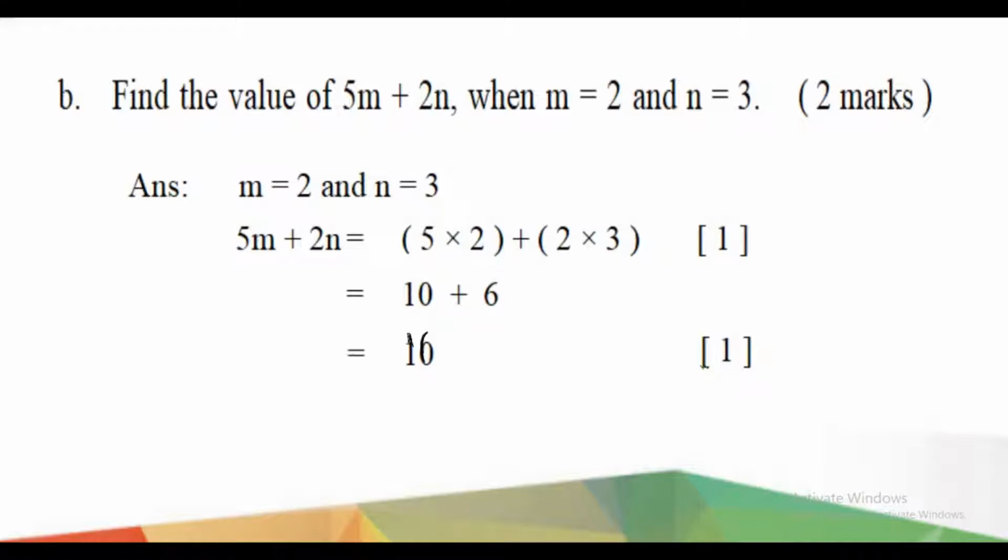Then we multiply and add. 5 times 2 and 2 times 3 is given inside the bracket, so we have to do it first. 5 times 2 is 10, plus 2 times 3 is 6. 10 plus 6, it is 16. So the answer carries 1 mark.